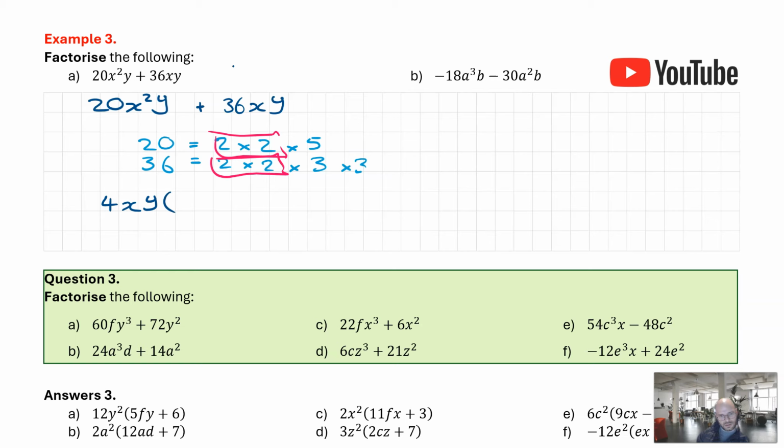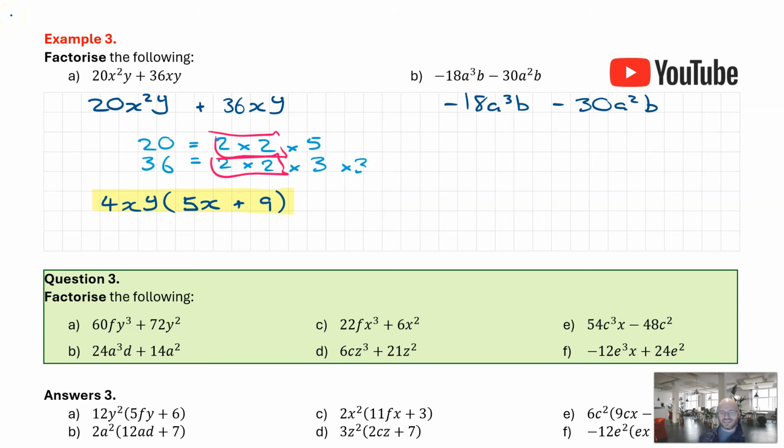Open the bracket. For 20, we have a leftover 5, and we have a leftover x. For the 36xy, we have a leftover 3 by 3, so that's 9, and both the x and y were used up in the product. So therefore, our simplified, or our factorized form is 4xy in brackets 5x plus 9. Okay, next one.